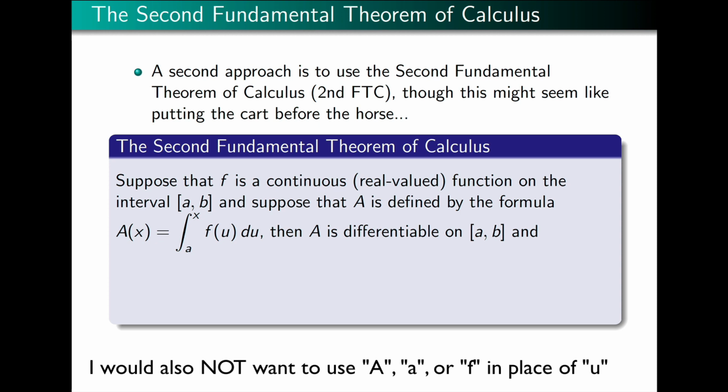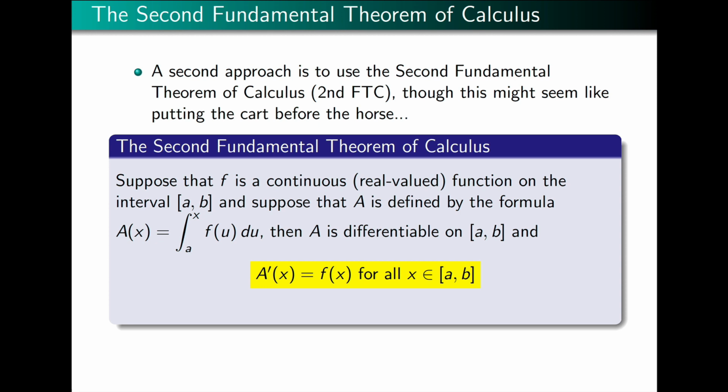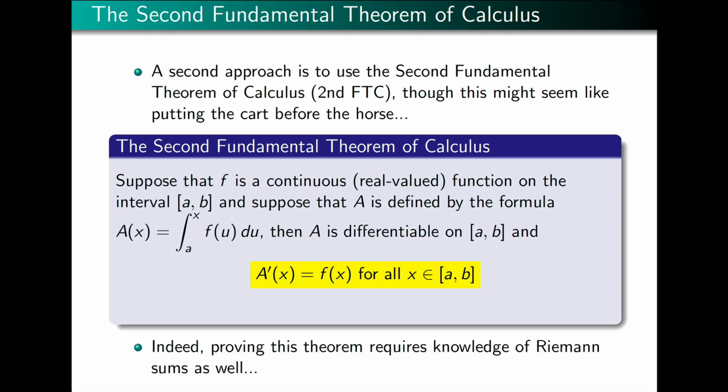What is the conclusion? Then A is differentiable, has a derivative on the entire interval from a to b. Moreover, the derivative capital A prime of x equals little f of x for all x in the interval. In other words, capital A is an antiderivative of little f.